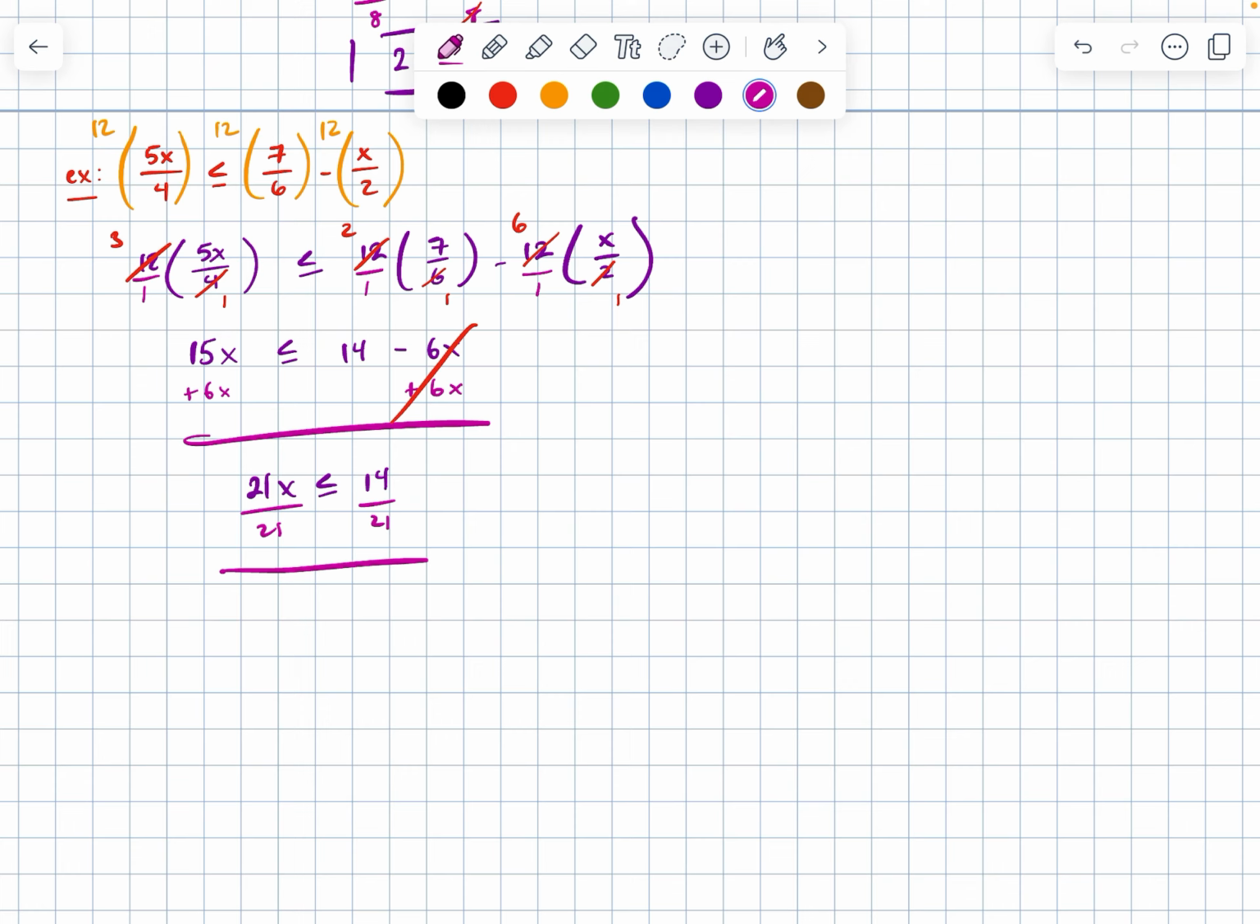Divide both sides by positive 21 to get x by itself. 21 divided by 21 is 1, so I've just got x is less than or equal to 14 over 21. But of course, 14 over 21 is not fully simplified. Both of those are divisible by 7, so I can reduce this to 2 over 3. Cool. Let's graph it. So I'm tracking values of x.